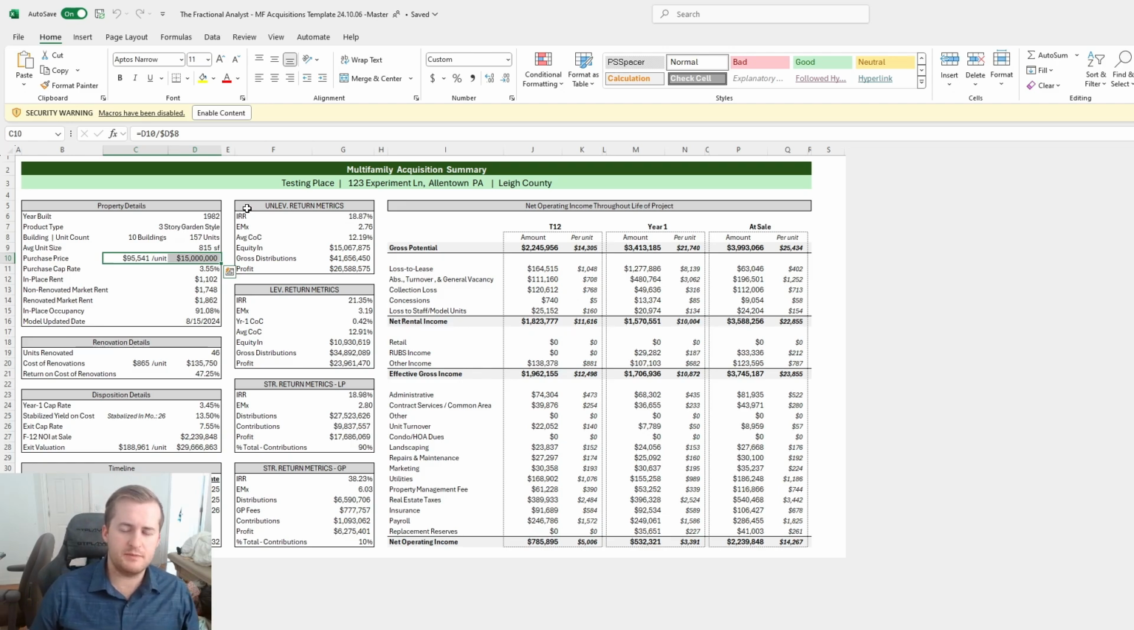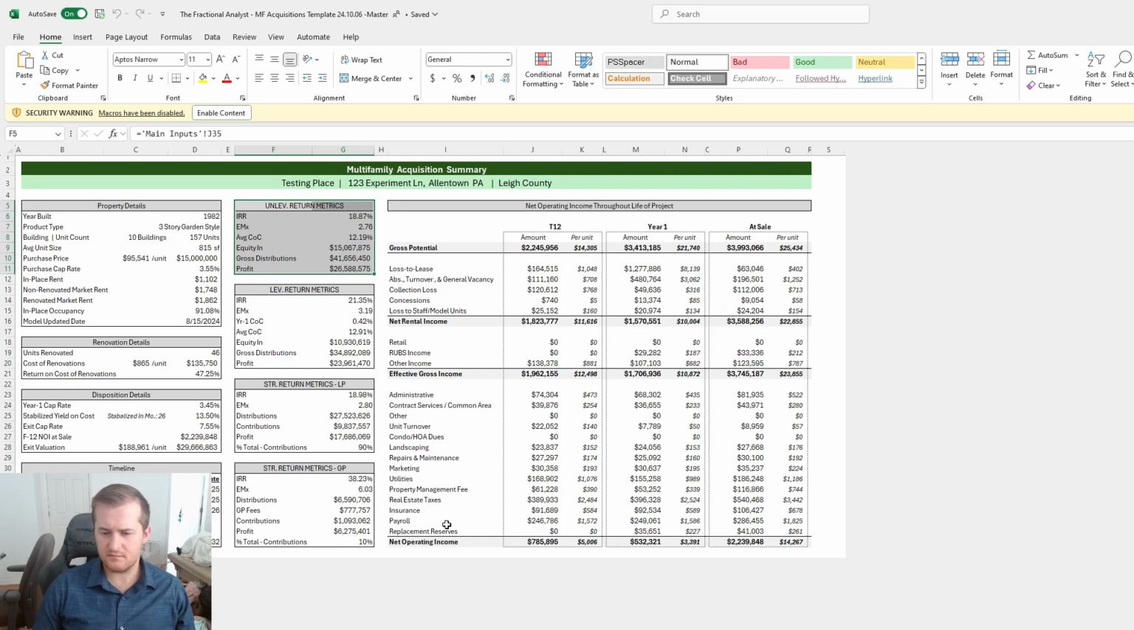So most models will only have levered return metrics. So what is unlevered versus levered? If you're not applying debt to a property, if you're just going to buy it all cash, then that would be fully unlevered, meaning that there's no debt on the property. Typically, it is accretive, or to your benefit, to add debt to a property, assuming that the cost of debt is less than your yield on the property.